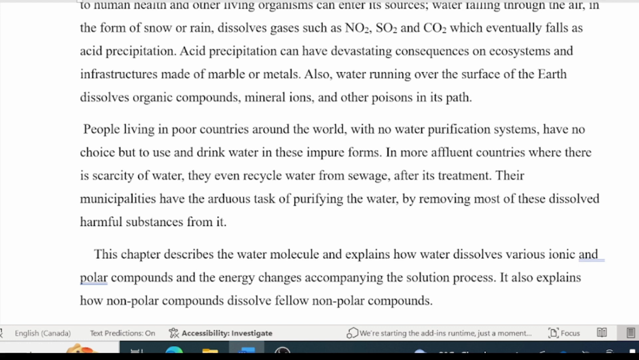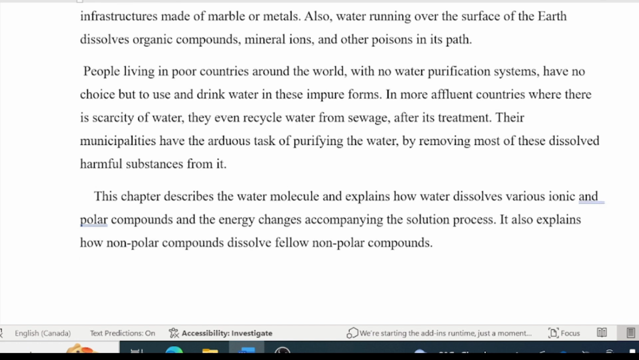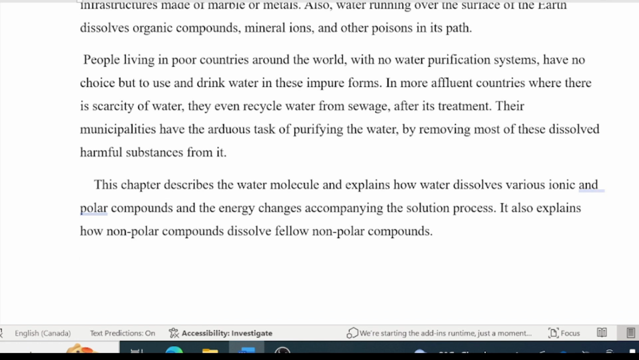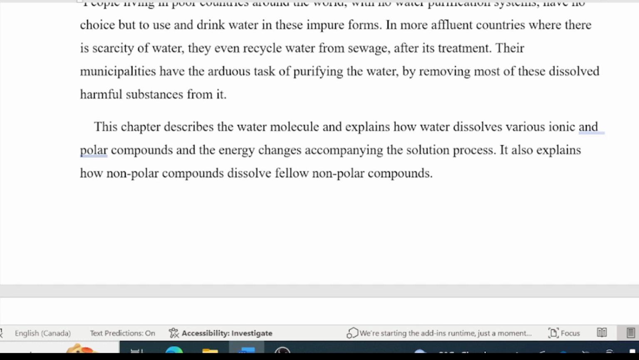Also, water running over the surface of the earth dissolves organic compounds, mineral ions, and other poisonous substances in its path. People living in poor countries around the world with no water purification systems have no choice but to drink and use water in these impure forms. In more affluent countries where there is a scarcity of water, they even recycle water from sewage after its treatment. Their municipalities have the arduous task of purifying the water by removing most of these dissolved harmful substances from it.